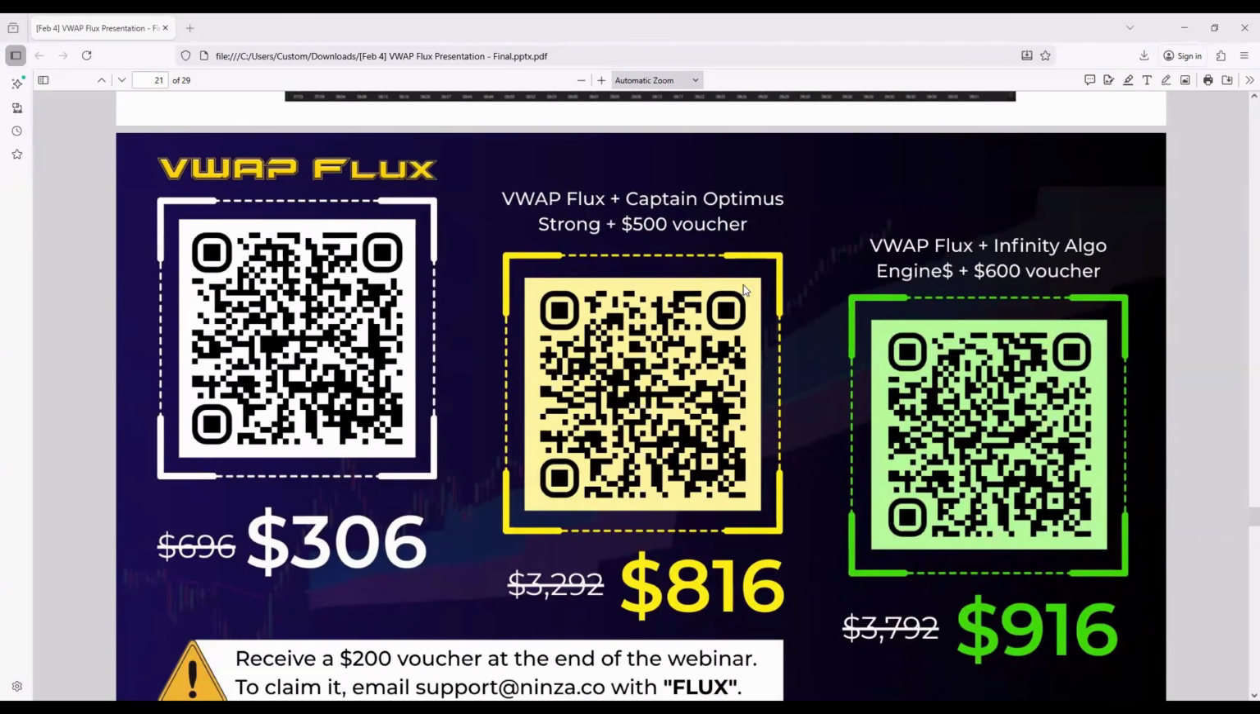If you're not familiar, Captain Optimus is software that would automatically take the signals that VWAP Flux generates, the buy and sell signals. Those of you who are more creative can also use the Infinity Algo engines to create strategies. Now, that's a lot more sophisticated, definitely above my pay grade, but you can actually create strategies using VWAP Flux. This is very sophisticated, can do a lot.